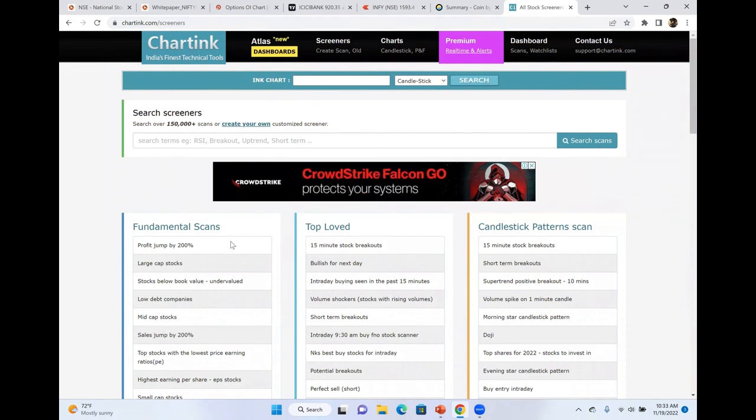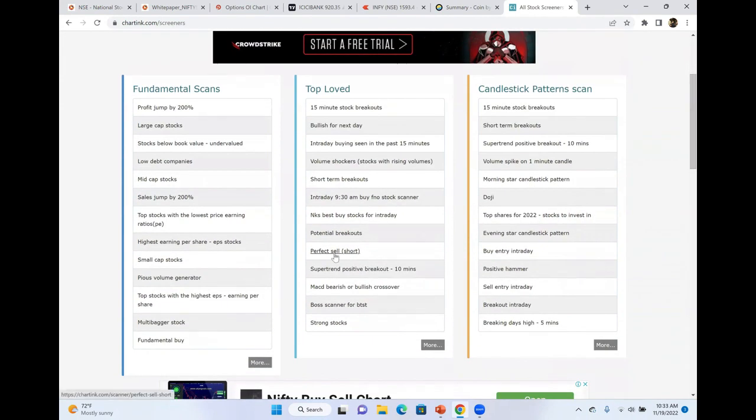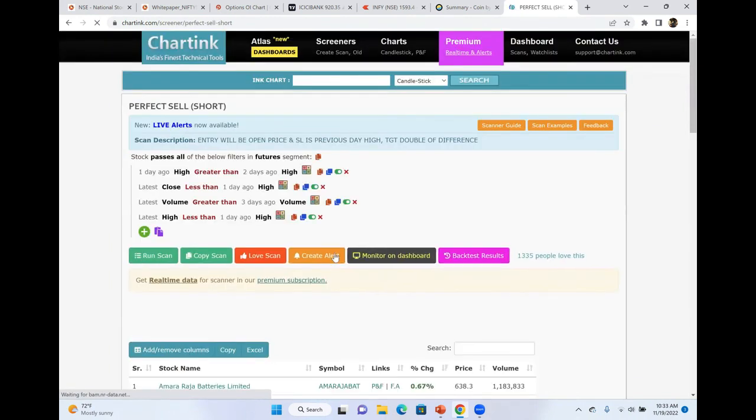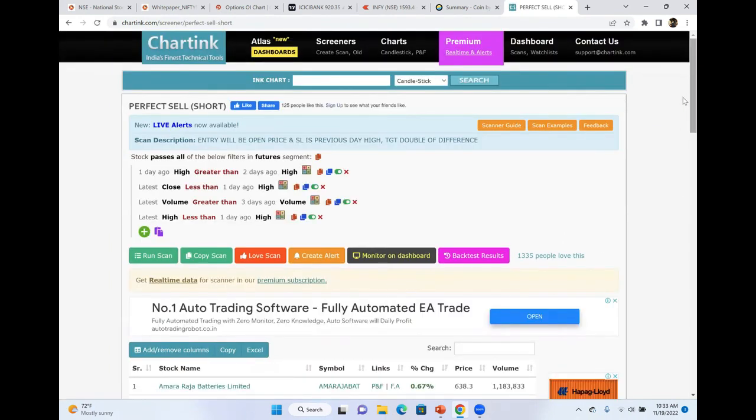So you come here, you have ready-made scanners available. For example, if you are a technical trader, you want to see which are the ones where I can short. I didn't talk about short, I'll probably cover it in some other session. You have this logic, right? This is nothing but some sort of a program which someone has written, a canned program, which says that yesterday's price was lower than 2 days. I mean, you can make sense out of that if you go deeper.